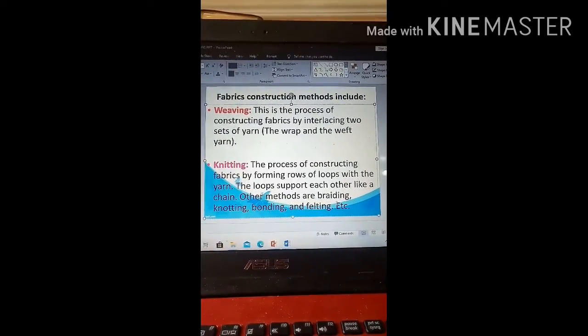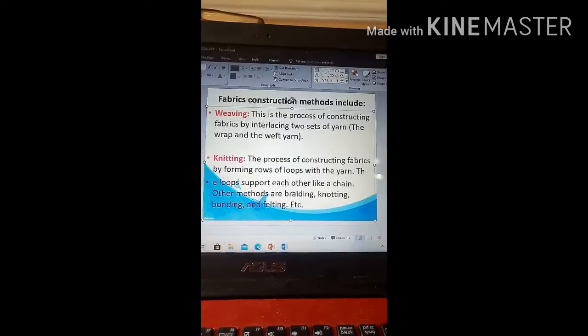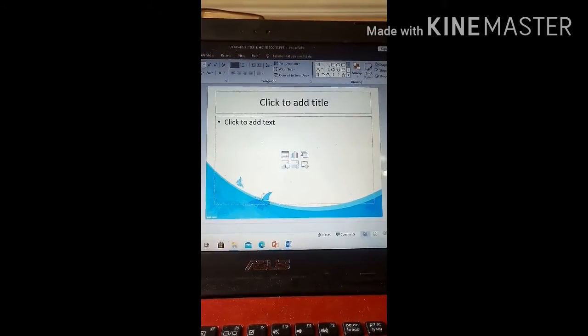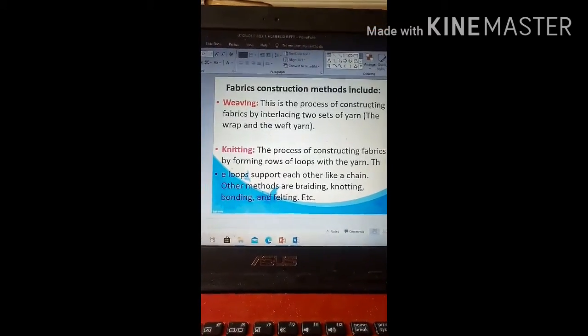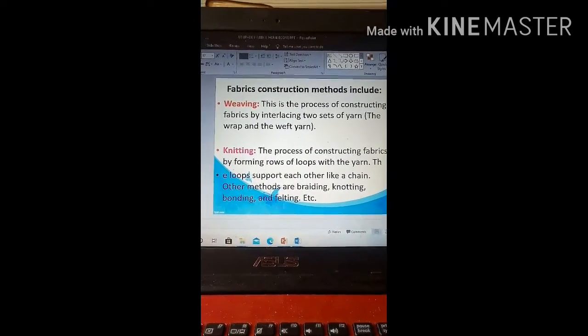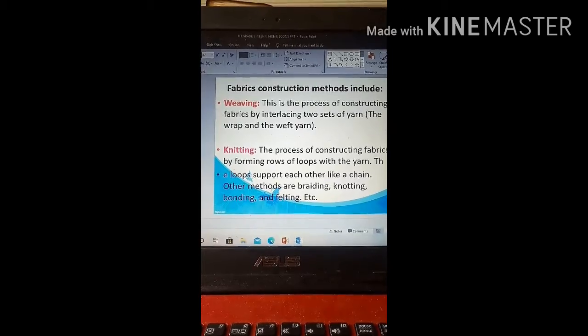Felting. So that will be the end of today's home economics class.